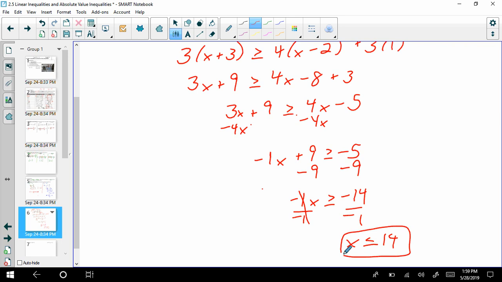In interval notation, that means I have to stay under 14. 14 is the highest I can go. And I should have a bracket because I have the equal to bar. If I graphed it, everything under 14 and 14 would be an answer.